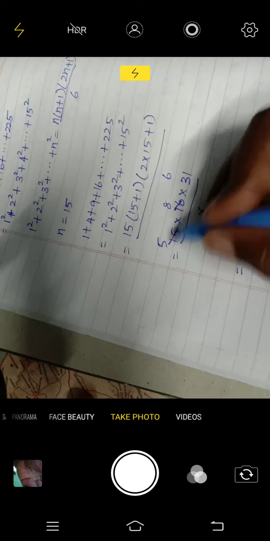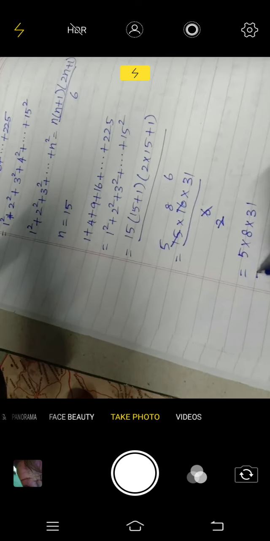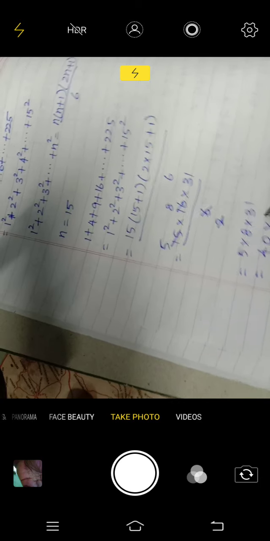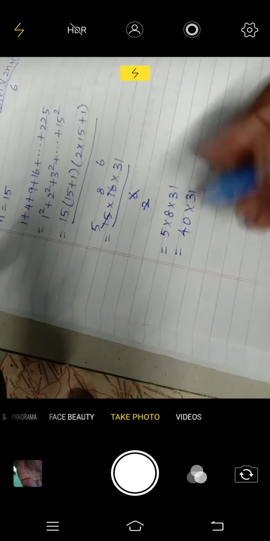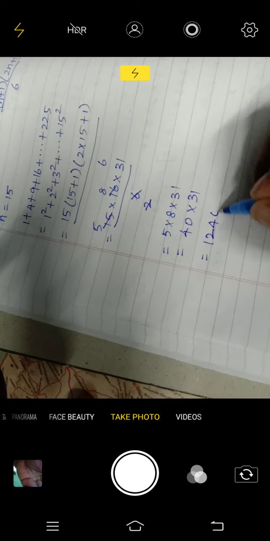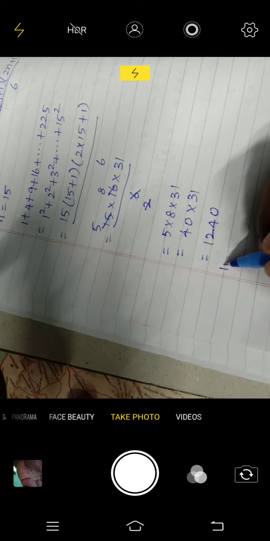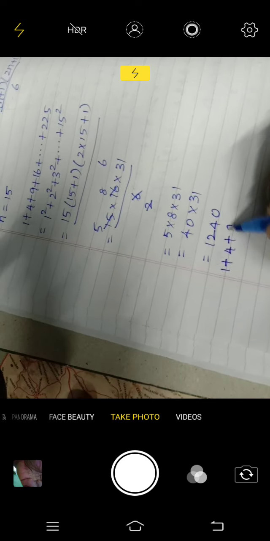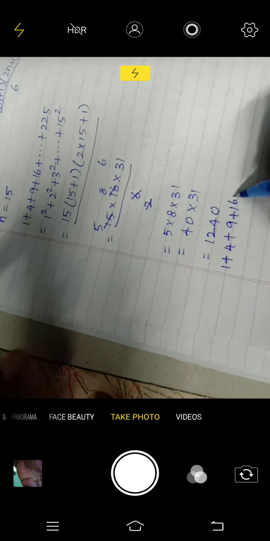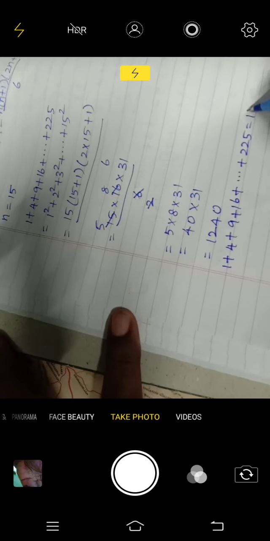So remaining is 5 into 8 into 31. 5 8s are 40, 40 into 31. 4 1s are 4, 4 3s are 12, 1240. The answer is 1240. 1 plus 4 plus 9 plus 16 plus etc. plus 225 is equal to 1240.